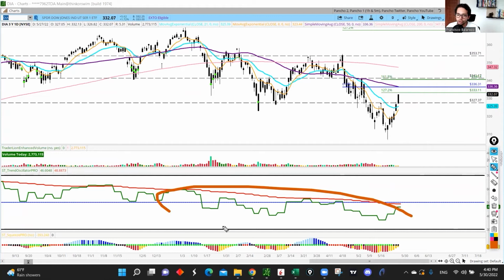And you can see that the trend oscillator continues to trend to the downside. We are starting to see a squeeze here, but I think that we shouldn't wait, because this move that we saw right here was on pretty low volume.